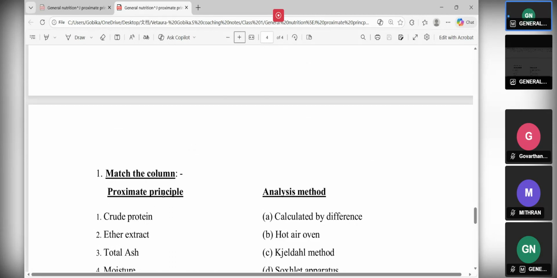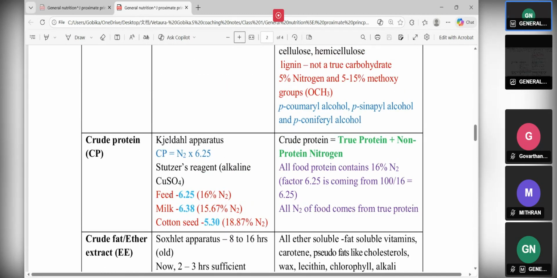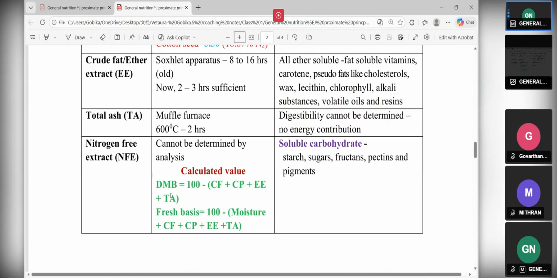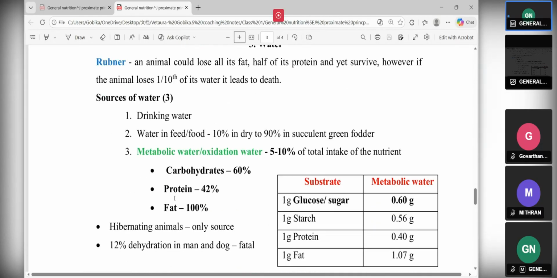So like this, only these three models they are actually covering for our competitive exams according to these three topics, that is general nutrition, then proximate principles, then water. So if you cover these contents which I have discussed and mentioned in the PDF format, it is enough for these topics mentioned in our syllabus.